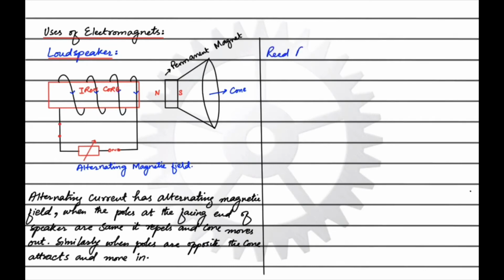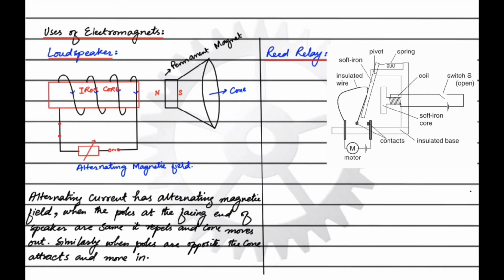Next in line is one of the most important applications of electromagnets in daily life, and this is the reed relay. A reed relay is a safety device, and it is used in electrical appliances where a large operating current is required for the appliance to work, such as in motors or transformers.